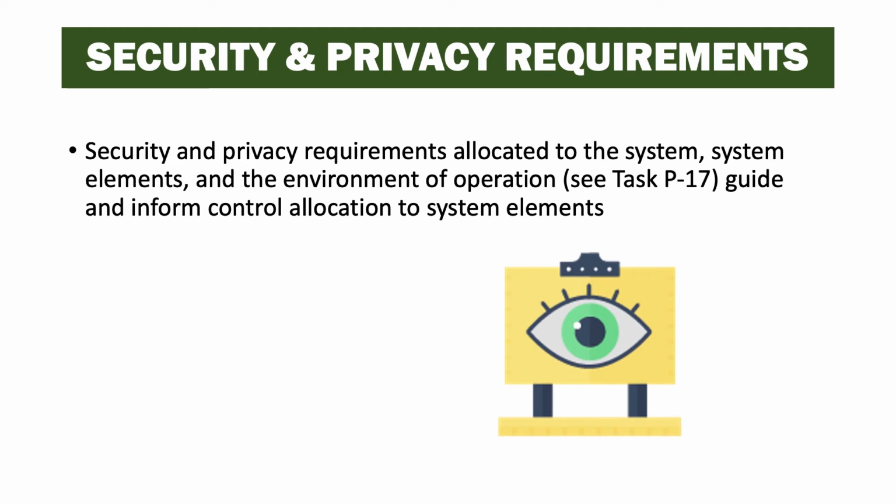Security and privacy requirements allocated to the system elements and the environment of operation from back in task P17 guide and inform the control allocation to system elements. Again, we will only implement those controls where they're required. So it takes some planning to determine exactly where controls are going to be required. Sometimes that's across the entire system, and sometimes it's just in a portion or a subcomponent of the system.